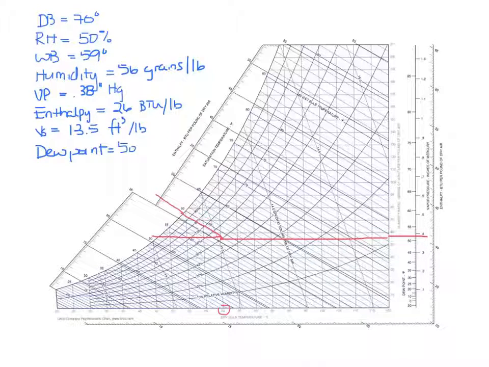So look at how much information we got just by knowing the temperature and relative humidity. How cool is that? So now that's how to read a psychrometric chart.